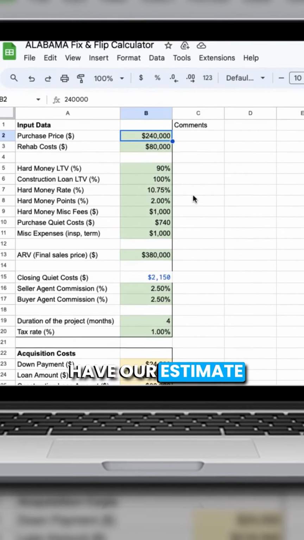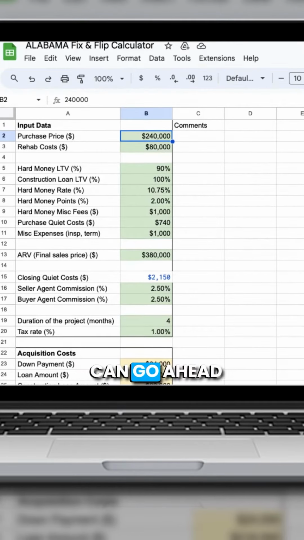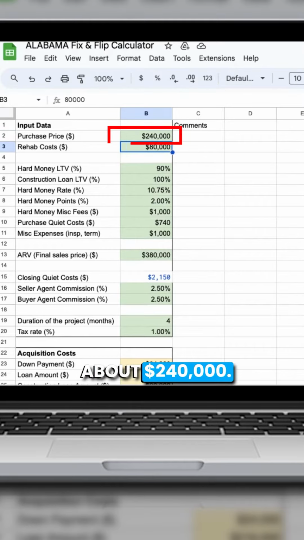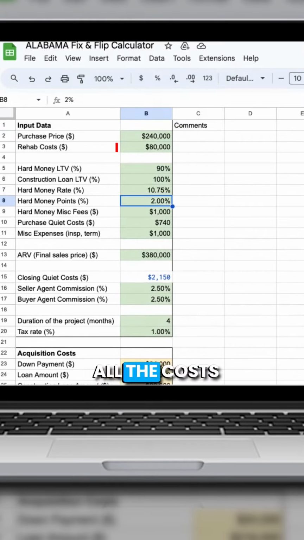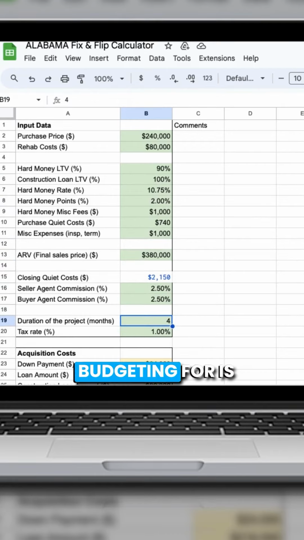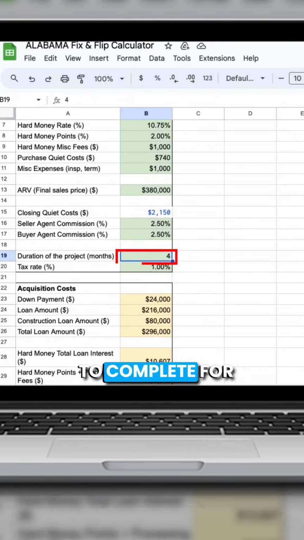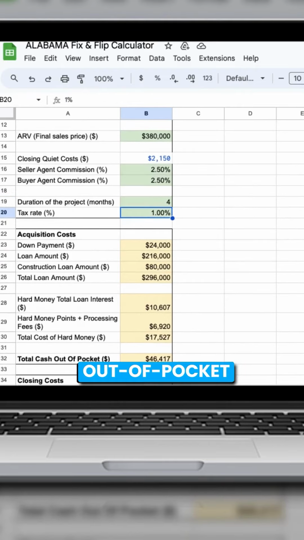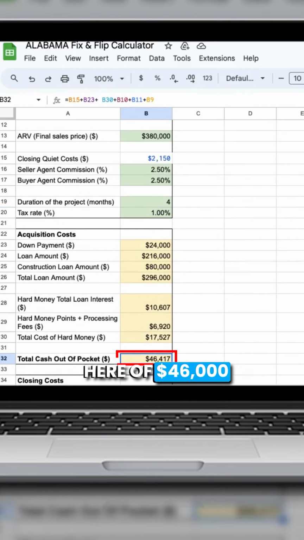Now that we have our estimate for the work on the rehab on the property, we can go ahead and put it into our calculator. We're looking to buy this property for about $240,000. Our rehab costs are $80,000. All the costs associated with the purchase are here in the calculator. The duration of the project we're budgeting for is about 4 months to complete for actually selling it. We have a total cash out of pocket needed here of $46,000 and change.